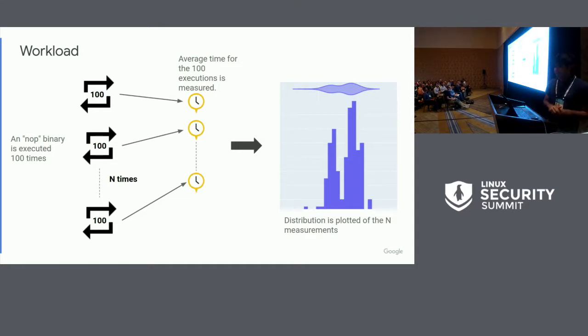The workload that we use to benchmark this is a simple no-op binary that basically does nothing, and you execute it 100 times. You take the average of these 100 executions, and that is one point of measurement. Then you do it n times, and plot a distribution of all the times you get back. Also, we try to quiesce the testing environment as much as possible by pinning with taskset and all that, so that scheduler overhead doesn't matter. So just to make you aware of the testing environment here.